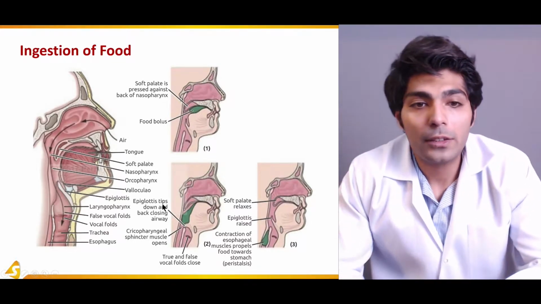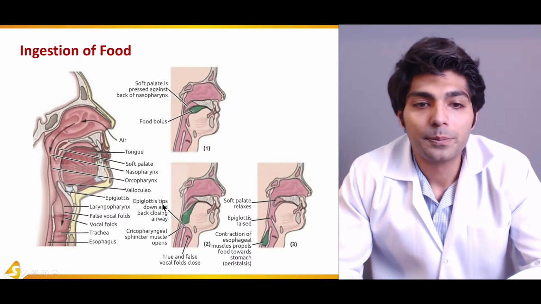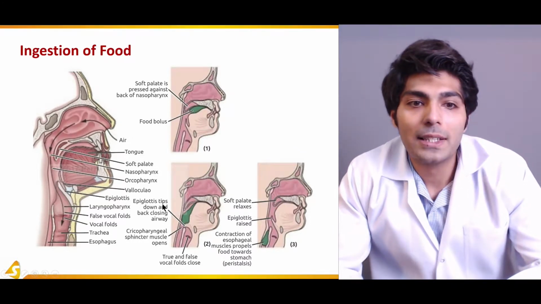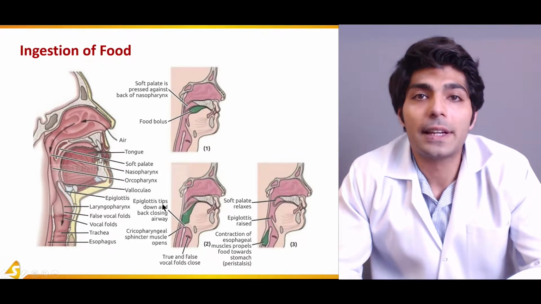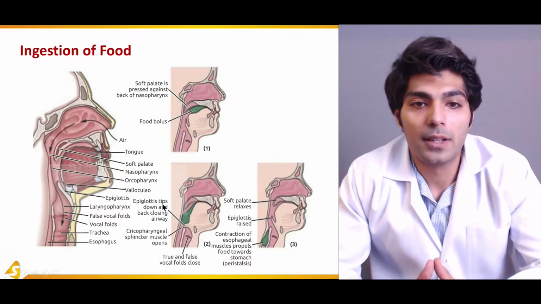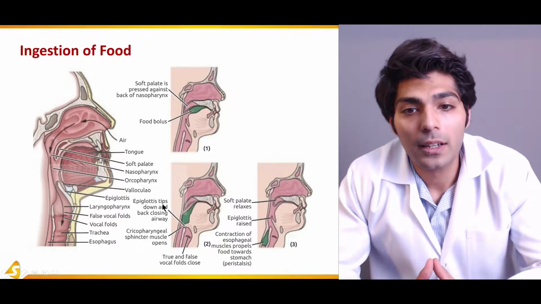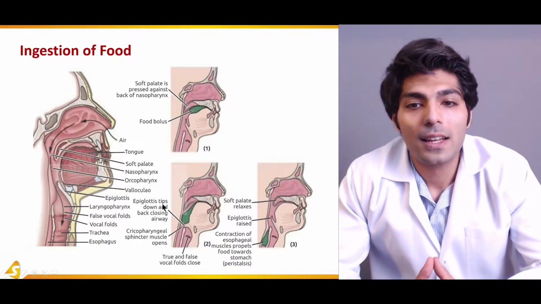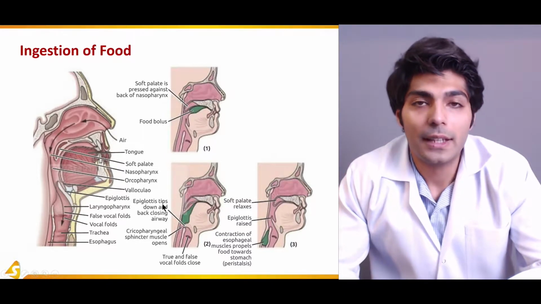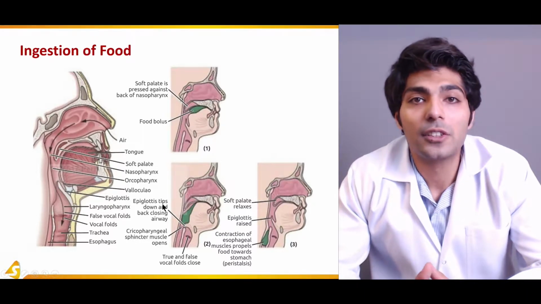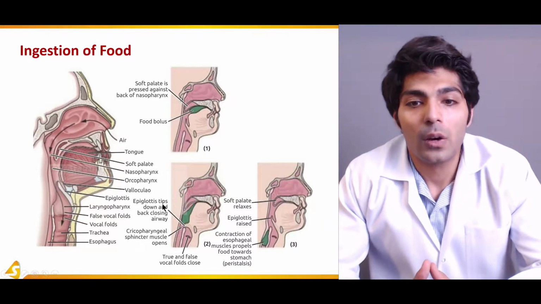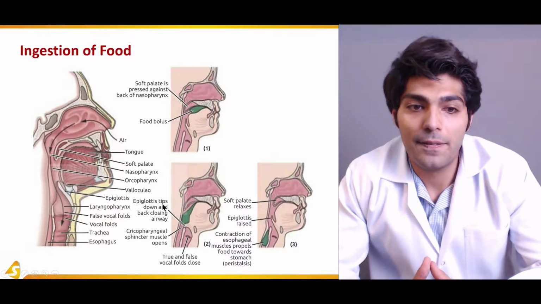So esophageal peristaltic movements are of two types. One is primary peristalsis, and the second one is secondary peristalsis. Primary peristalsis is a continuation of the peristaltic wave that begins in the pharynx. These waves pass down to the stomach. Secondary peristalsis is a distension of the esophagus when primary peristalsis fails.